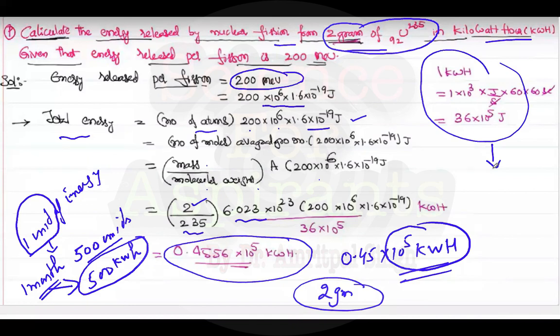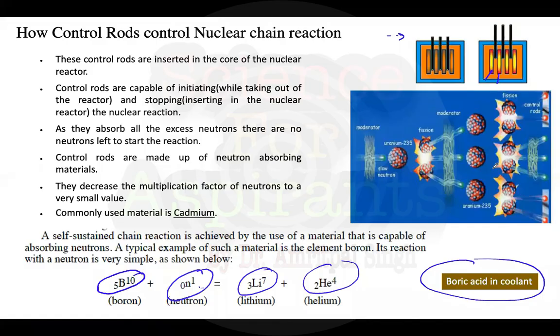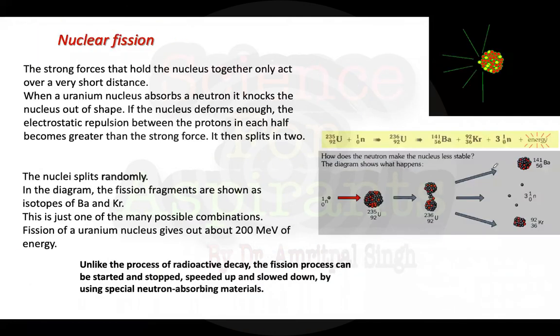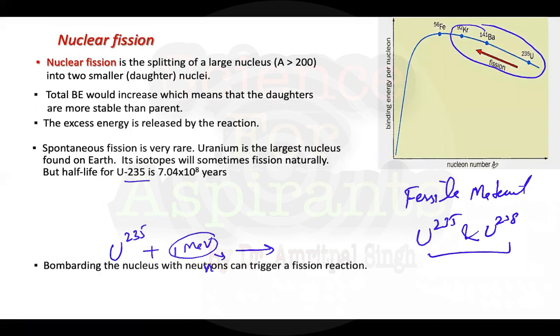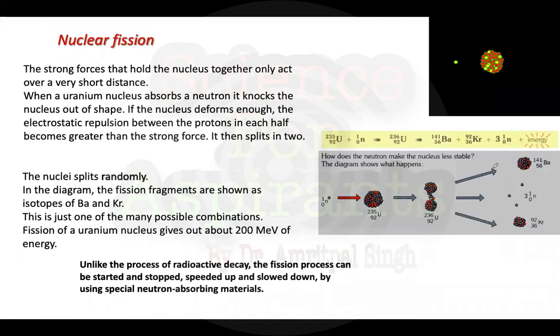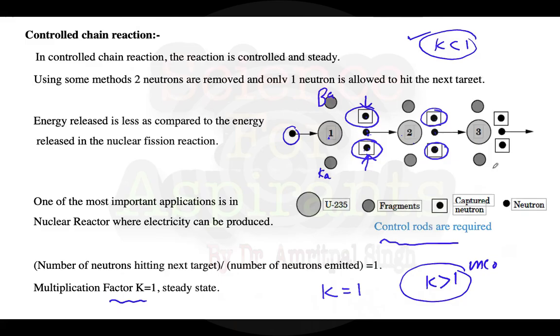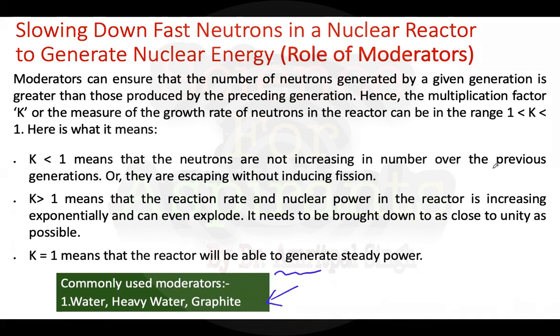Sir? Yes. In a fission reaction, what is the multiplication factor of neutron? In fission? Yes, sir. So the multiplication factor, I have told you. If you can see in this slide, just a minute. For a controlled nuclear reaction, the multiplicity factor is 1.